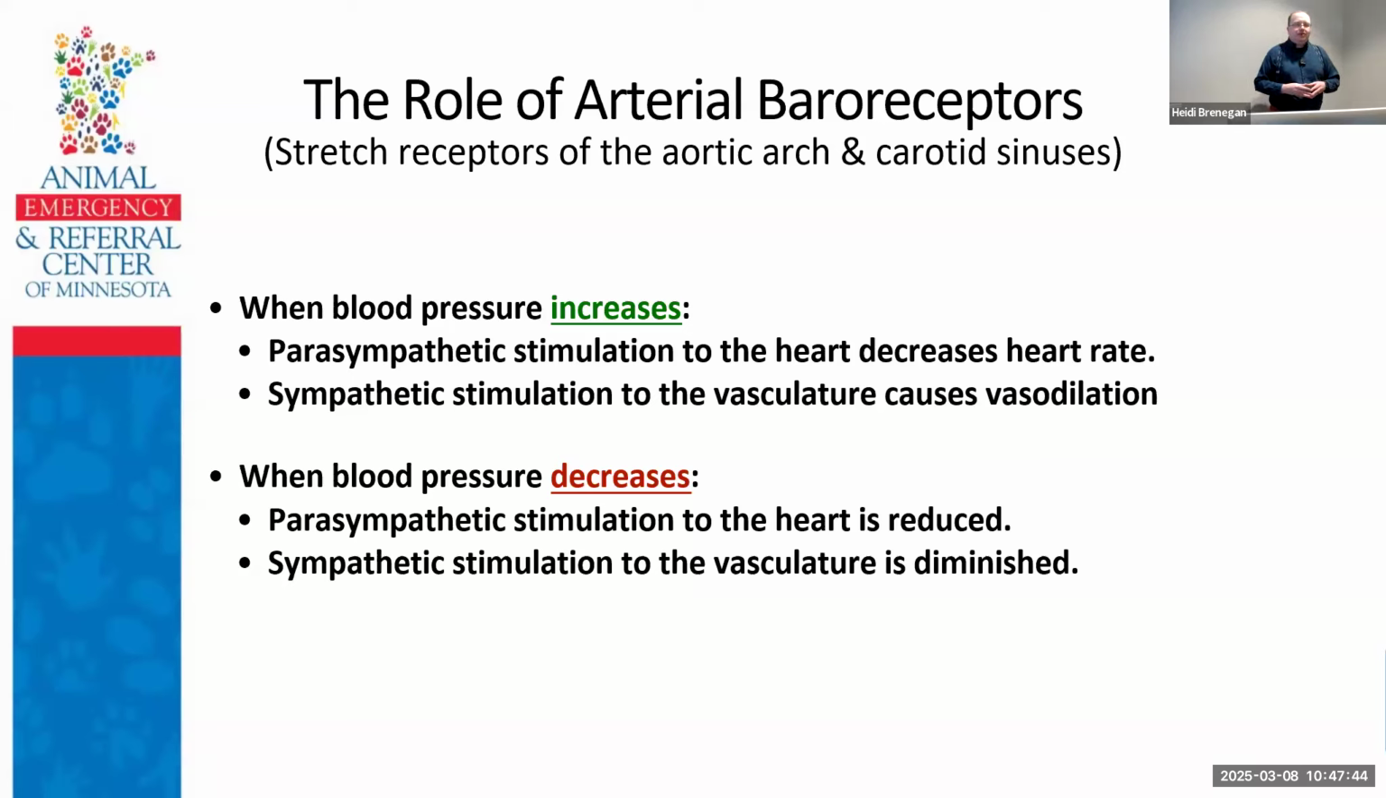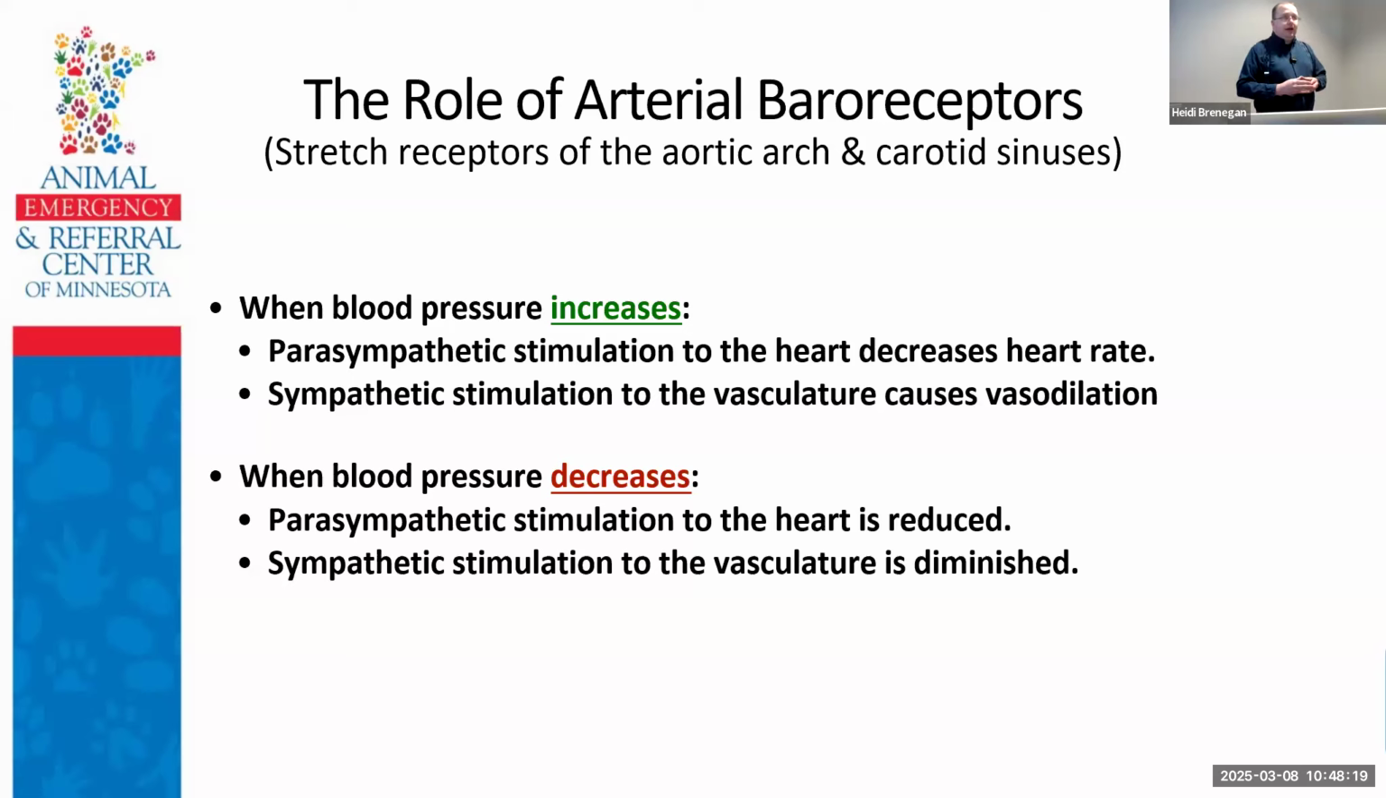If the blood pressure decreases, now the blood pressure is too low and those stretch receptors aren't getting triggered at all, parasympathetic stimulation to the heart is reduced, allowing it to get faster. And sympathetic stimulation to the vasculature is diminished, so that vasodilation goes away. So now the heart rate's getting faster, the vasculature is getting tighter, it's bringing the heart rate and the blood pressure back up. So that's a continuous balance, right? It's not an either or, it's a beat to beat sort of regulation in how the blood pressure is maintained.